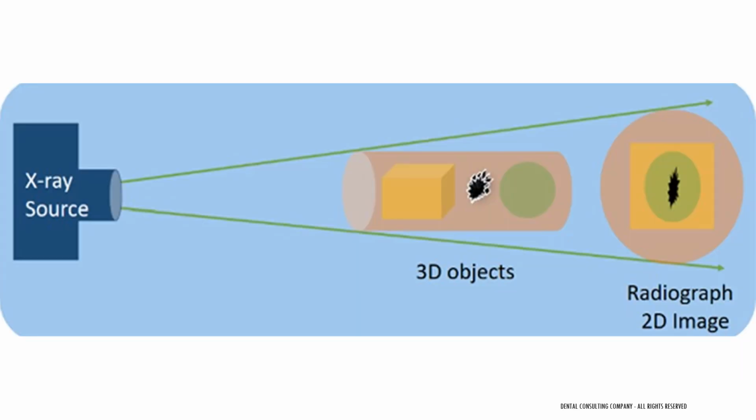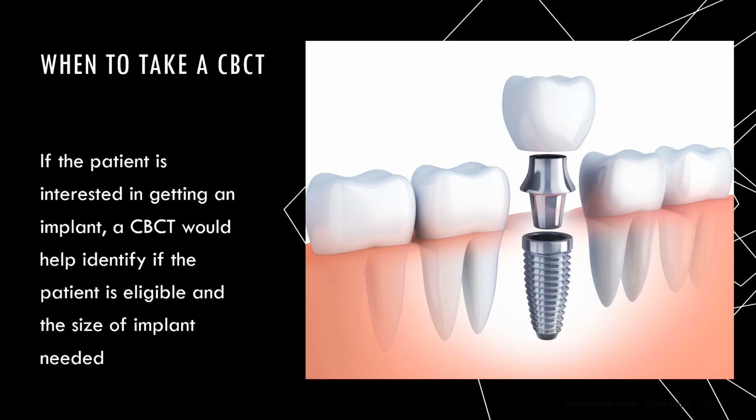This slide shows a comparison between how a CBCT shows an image compared to a 2D PA. Imagine that a CBCT can show you information as if you're looking at a whole loaf of bread, and the PA is like you're looking at only one slice.